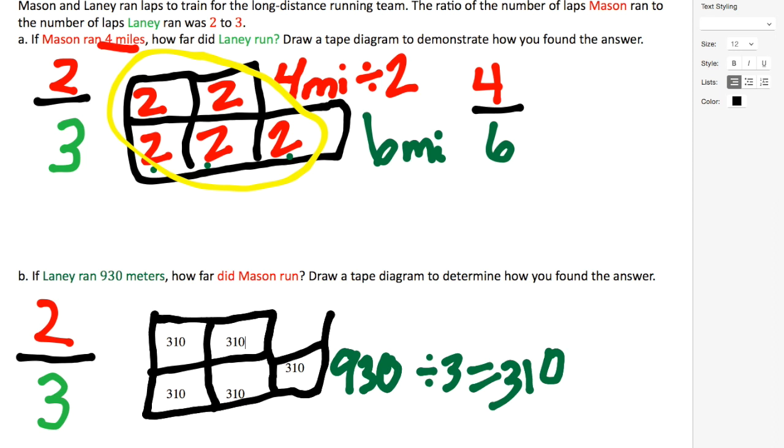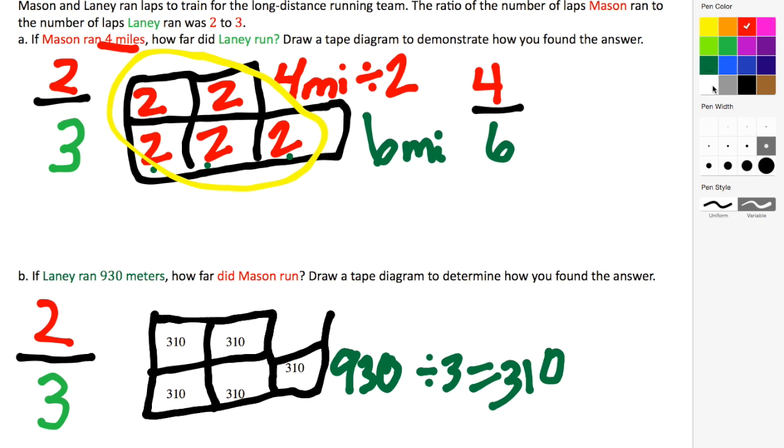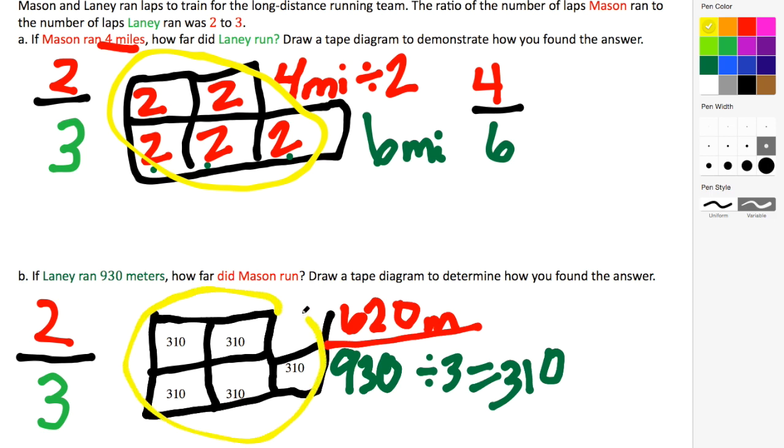310 plus 310 gives me the grand total of 620, which means Mason ran 620, not miles, miles was before, meters. So our equivalent ratio to 2/3 is 620 to 930. Our constant is 310.